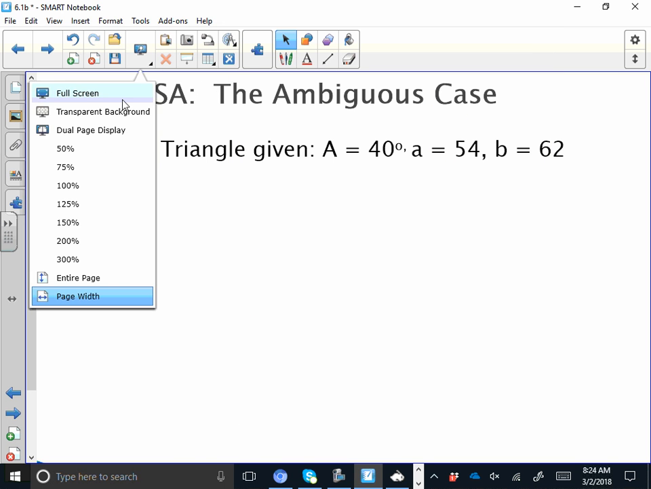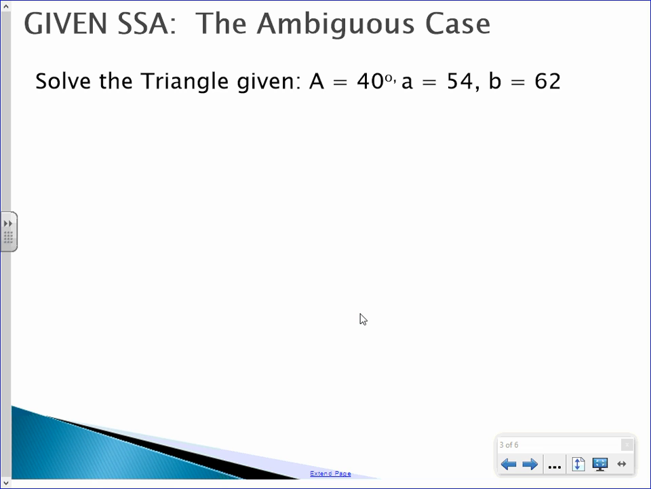Okay, go and write down this first example. We're going to do 3 examples. Does that sound like a convenient number? Why am I going to do 3 examples? Because there's 3 different scenarios that we need to look at. Okay, so this is the first example. We have angle A is 40 degrees, side A 54, and side B 62. Just like yesterday, I need you to draw a triangle and label it. I don't really care what it looks like, just draw it, okay?